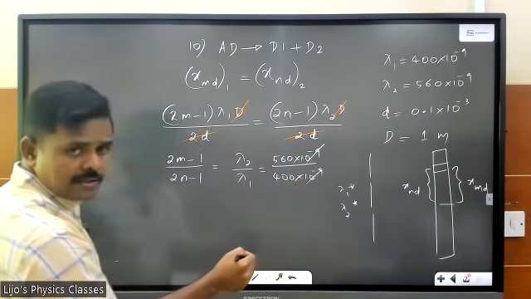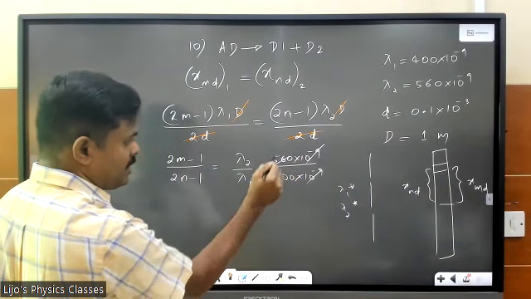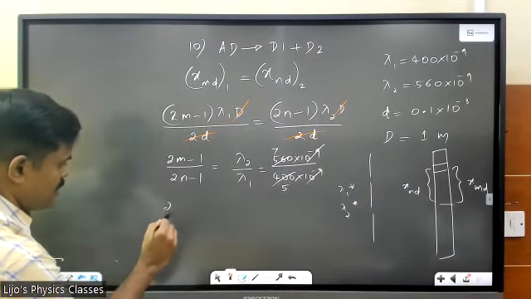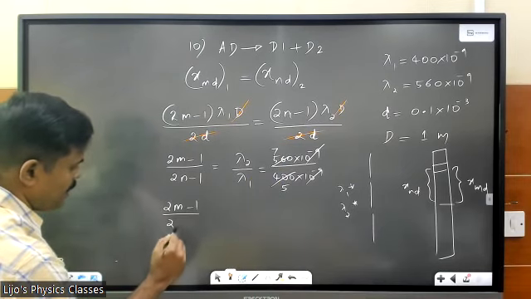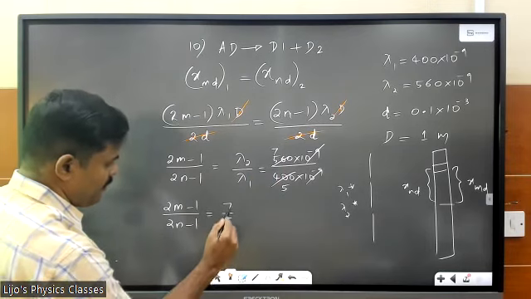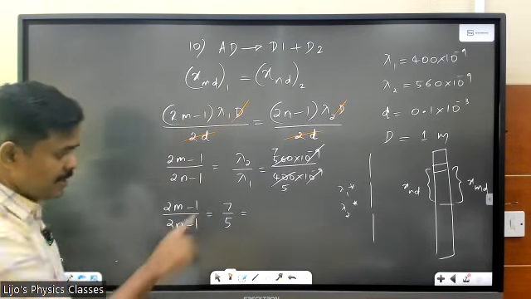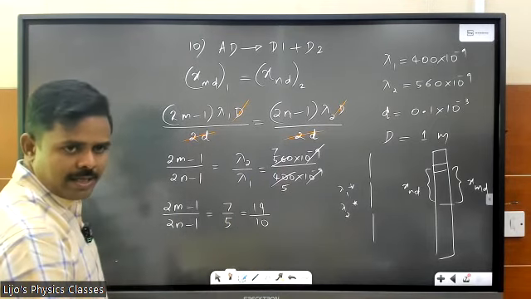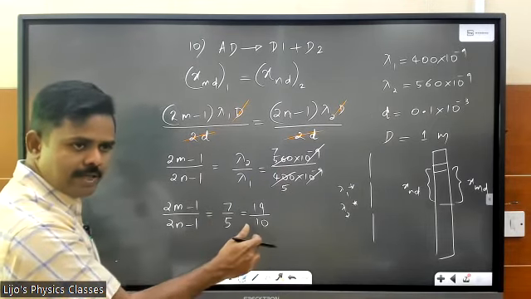This and this are cut. Cut this with this, 780. That is 7. Cut this with 80. It is 5. So what I got is 2m minus 1 by 2n minus 1 is equal to 7 by 5. What is the next ratio? 7 into 2, 14. 5 into 2, 10. 14 by 10. Ratio still remains the same, right?